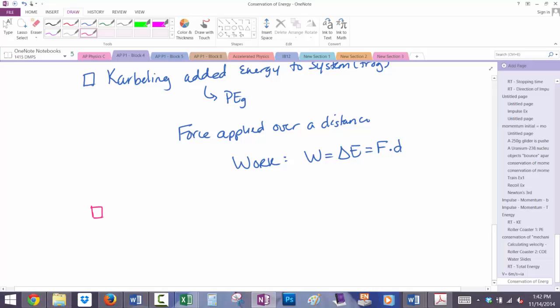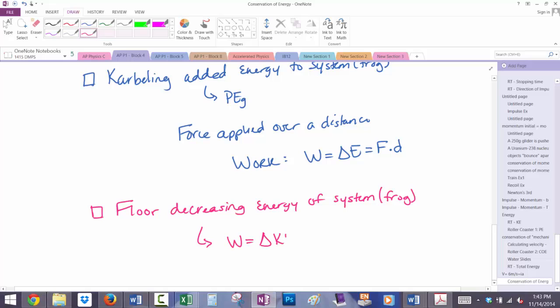Does that make any sense? Watch the frog fall. He lands like this, and then what happens? There's a little bit of a distance there, right? So the floor is decreasing the energy of the system, and the system, again, here is the frog. So the key here, friends, is that you have to make sure that you define the system. In this case, the work was changing the kinetic energy. The work changes the amount of energy in the system by applying a force over a distance.